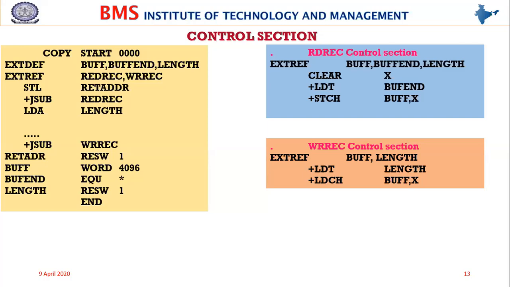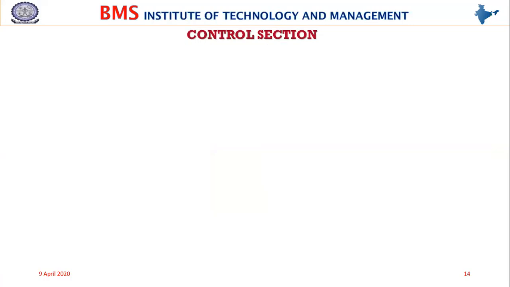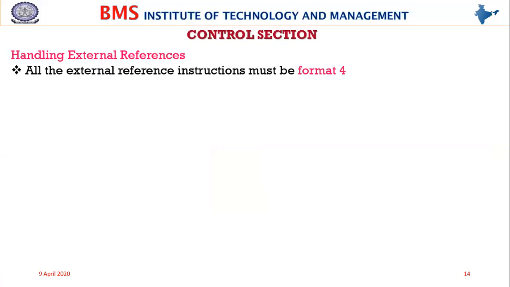Now these 3 control sections are assembled separately. And what happens during the assembly? All the external references are handled. All the instructions with external references must be format 4. Why? Because we need the complete address. We cannot specify the displacement. Format 3 can only specify the displacement, which is possible only with code written within the same control section or within a single source file. But now it is not possible, so we need to specify the complete format 4 instruction.